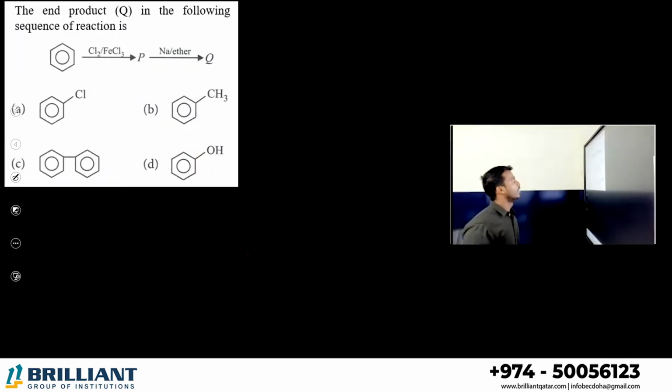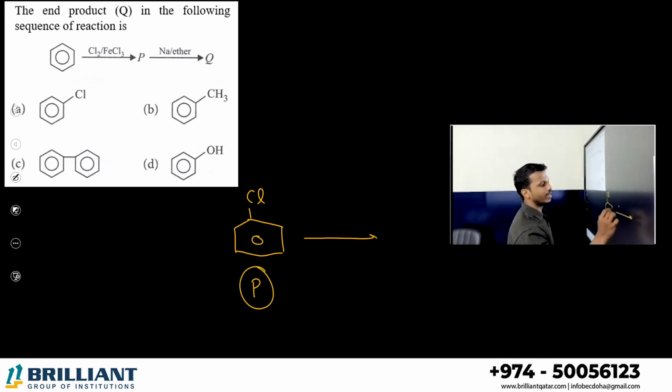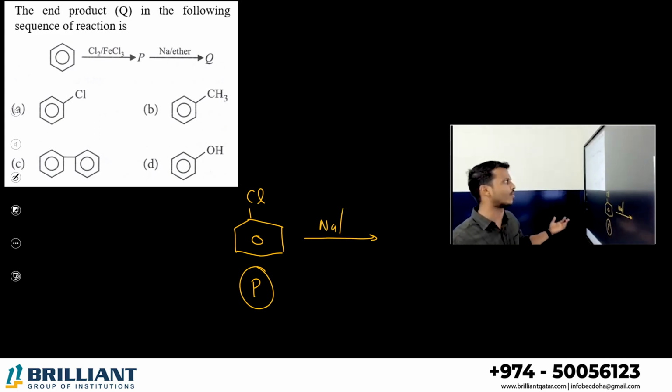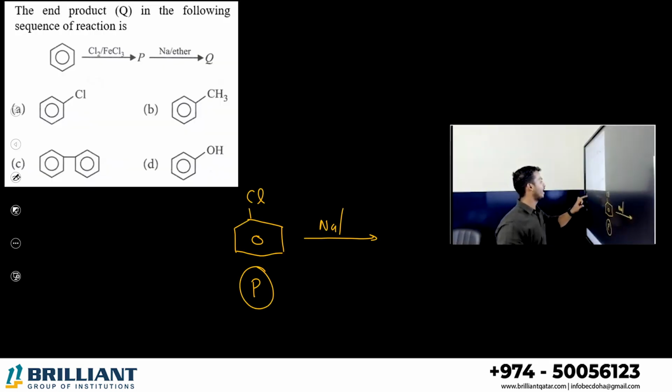Okay. Next. What is the end product in the following reaction? Same theory, different question. What is the starting material? Benzene. Benzene with chlorine in presence of FeCl3, what is that? Chlorination. So you will get chlorobenzene, which is compound P. Chlorobenzene when treated with sodium in presence of dry ether gives biphenyl or diphenyl, your answer is compound number C.